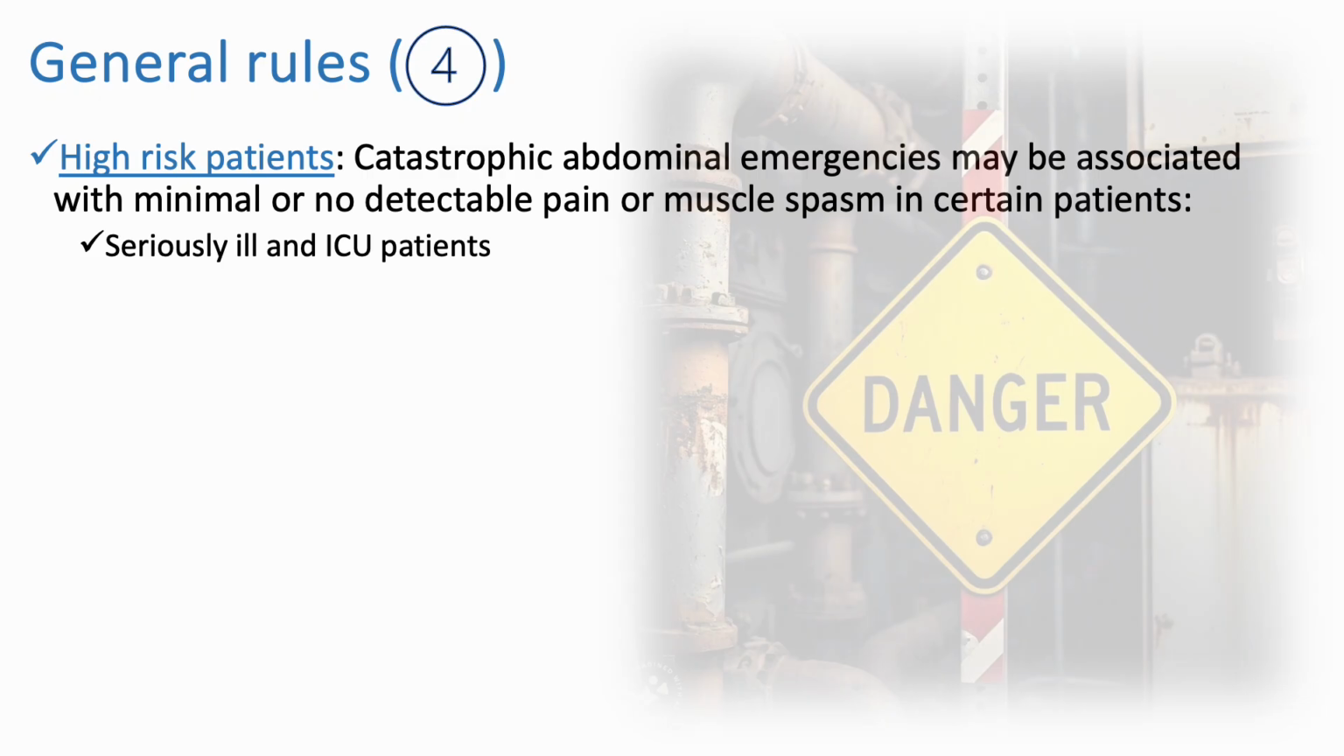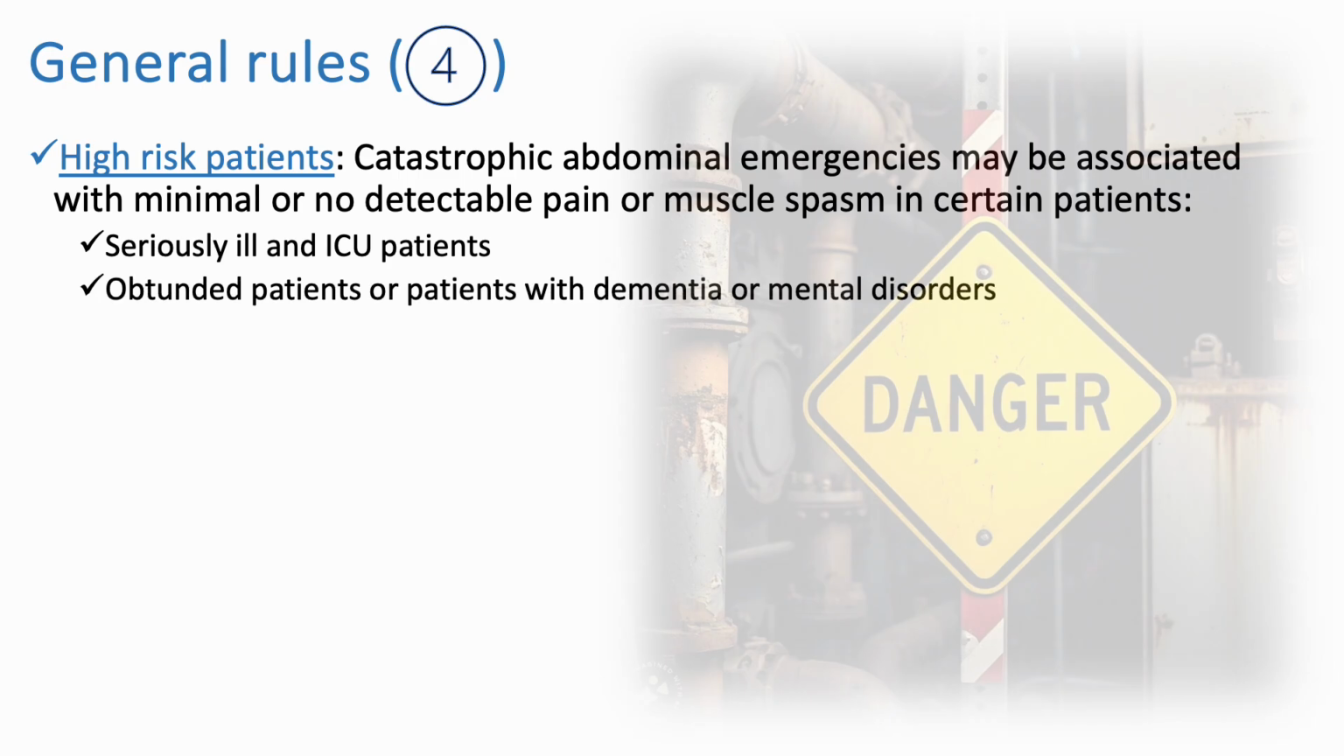These obviously include seriously ill patients and ICU patients, and that's why they are in the ICU and they are seriously ill. That's quite obvious. Patients who are obtunded, or patients with dementia, psychiatric history or mental disorders. These patients you might not have the luxury to have a really detailed history from, so you're missing an important part of making the diagnosis. And also their mental disorder can affect the way they present and can affect the pathology. So be careful with these patients.